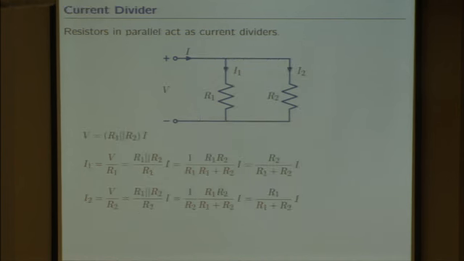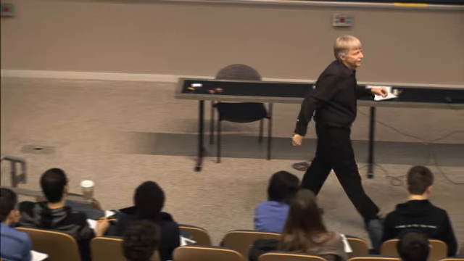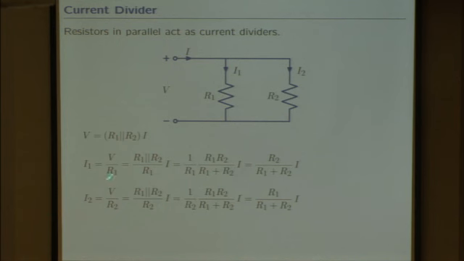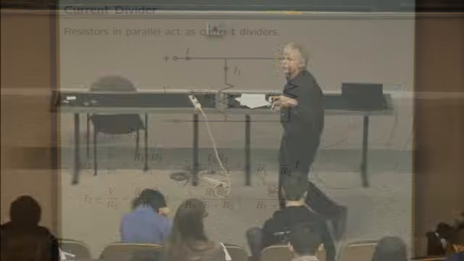There's a completely analogous way of thinking about how current splits between two resistors. Here, the result looks virtually the same, except it has kind of the unintuitive property that most of the current goes through the resistor that is the smallest. So you get a bigger current in I1 in proportion to the R2. So it works very much like the voltage case, except that it has this inversion in it, that the current likes to go through the smaller resistor.